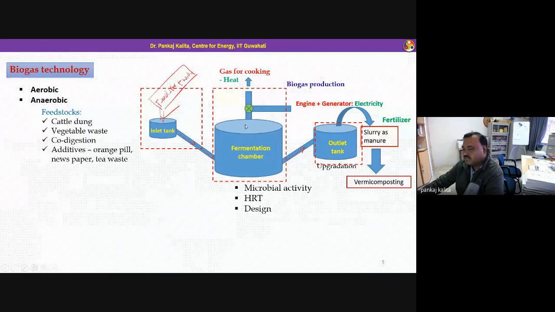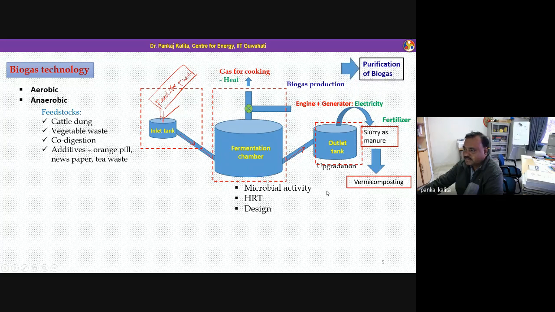And from these digesters, we'll get heat, okay, which can be used for cooking gas, and we can use that gas by providing some kind of filter or cleaning devices. We can generate electricity by using the engine generator route. Okay, so that's how we can utilize many of the things. We can use gas for cooking, we can use gas for electricity generation, and we can use the slurry for fertilizer. And of course, we can enhance the quality of the fertilizer by doing vermicomposting, right?